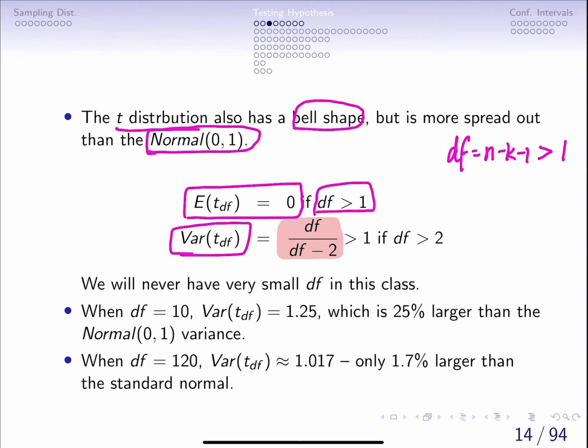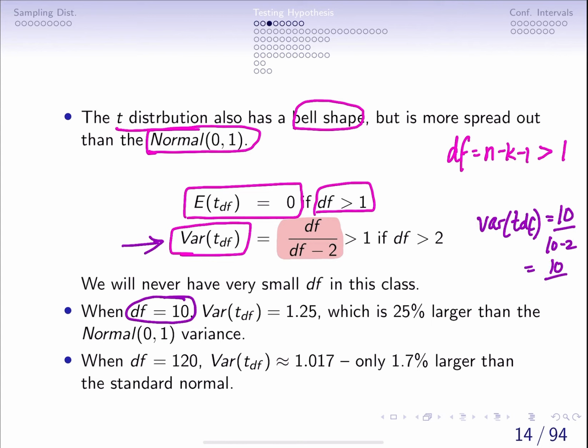And so we can see what happens when we take different values for degrees of freedom. For example, if degrees of freedom were 10, then we can calculate what the variance is. In this case, the variance when degrees of freedom is 10 is basically 10 divided by 10 minus 2, which is 10 over 8, which is 1.25.